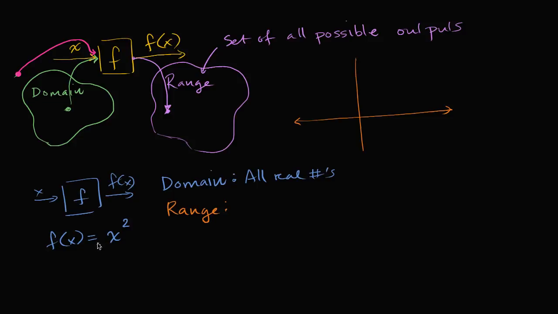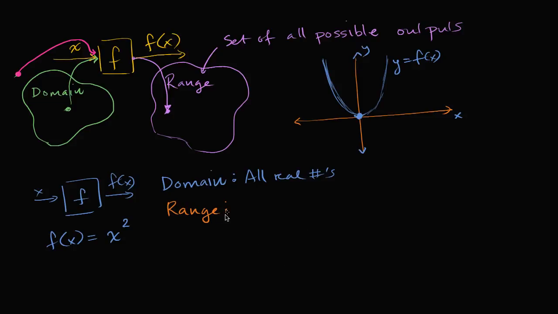So the graph of f of x is equal to x squared is going to look something like this. I'm obviously hand drawing it, so it's not perfect. It's going to be a parabola with a vertex right here at the origin. So this is the graph y is equal to f of x. This, of course, is the x-axis. This, of course, is the y-axis.